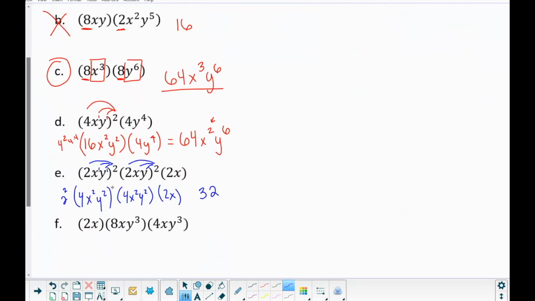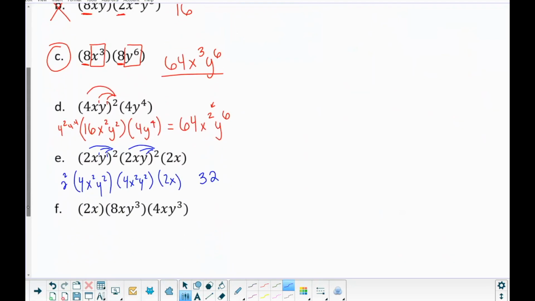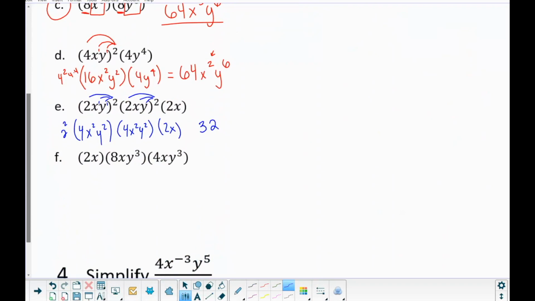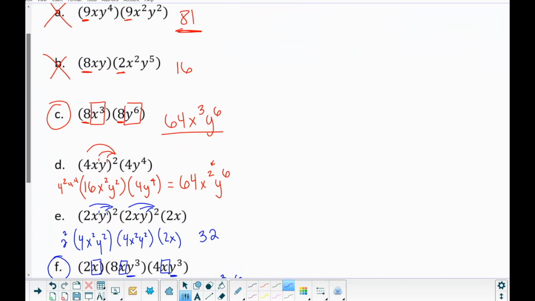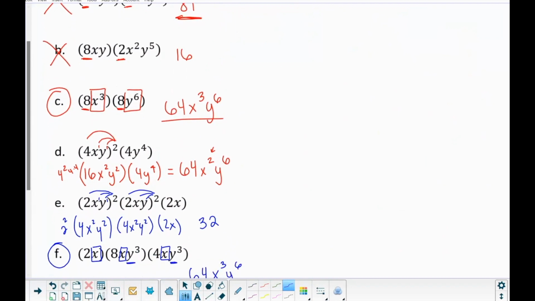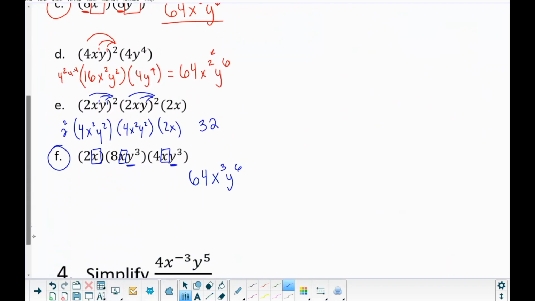Got one more. All right, here we don't have any powers to a power, so we are just going to multiply all the way down. 2 times 8 is 16. 16 times 4 is 64, so we're good there. I've got 1x here, 2, 3 x's in total, so it's going to be x to the third. Then we've got 3, 6 y's, and that is the other answer I'm looking for. Pretty simple. So in this case, our answers are C and F. Perfect. Let's keep going.